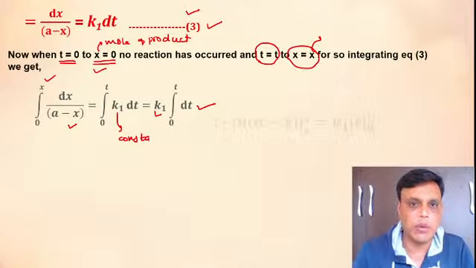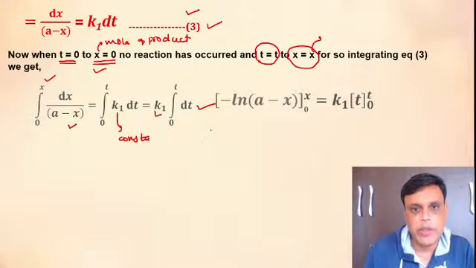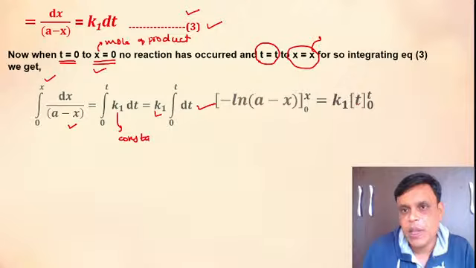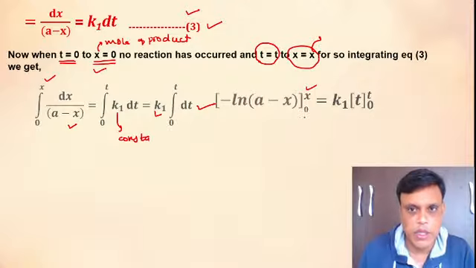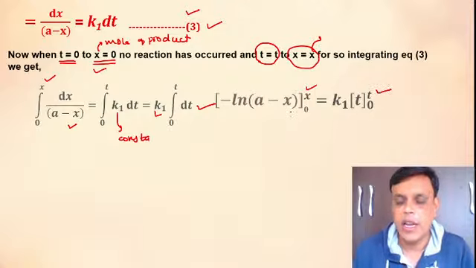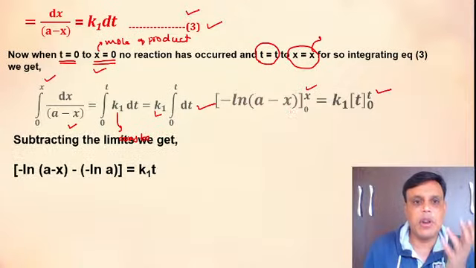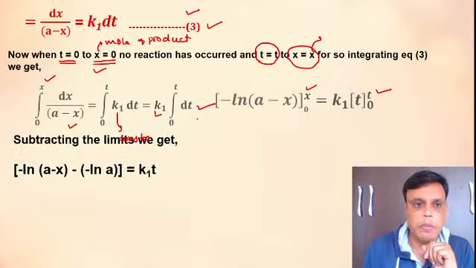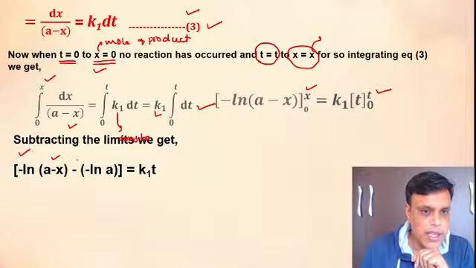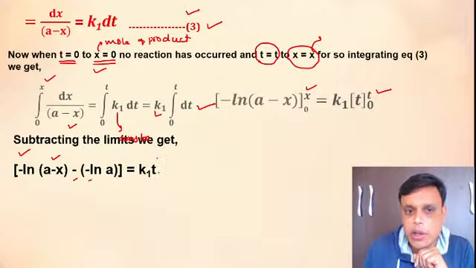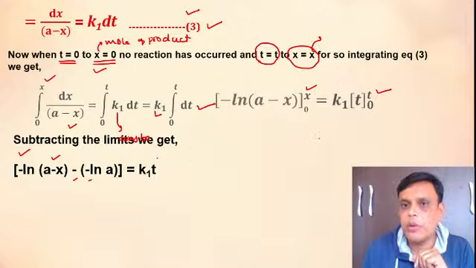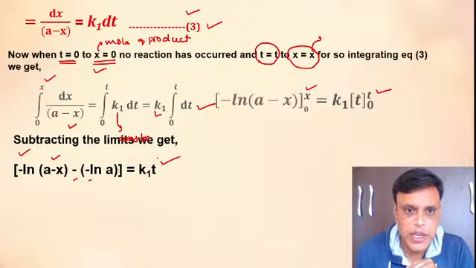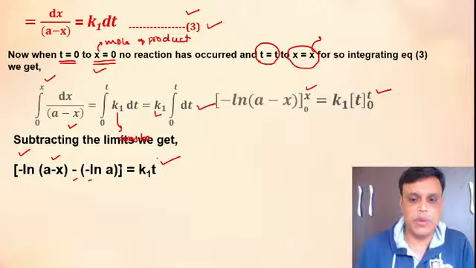आप लोगों को क्या मिल जाएगा, ये इक्वेशन मिल जाएगा. So after solving this equation we will get minus ln a minus x from 0 to x is equal to k1 t from 0 to t. This is your limit for number of moles of product formed, that means for concentration, and this is limit for your time. ठीक है. So after subtracting lower limit from upper limit we will get minus ln a minus x minus ln a is equal to k1 t. Okay, so you will get t here only because t minus 0 will give you t.